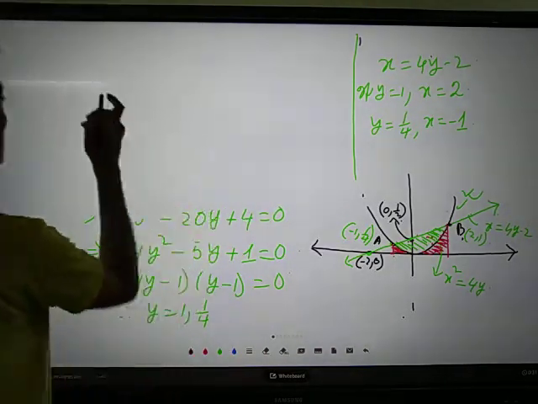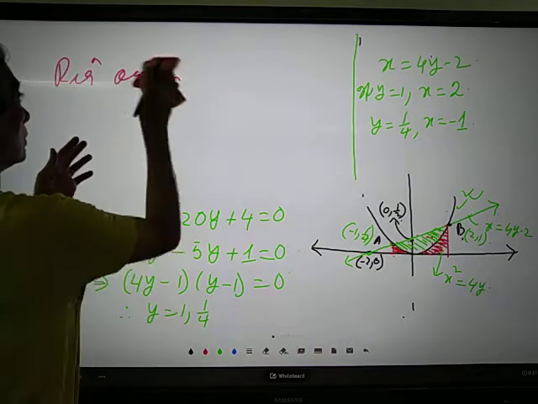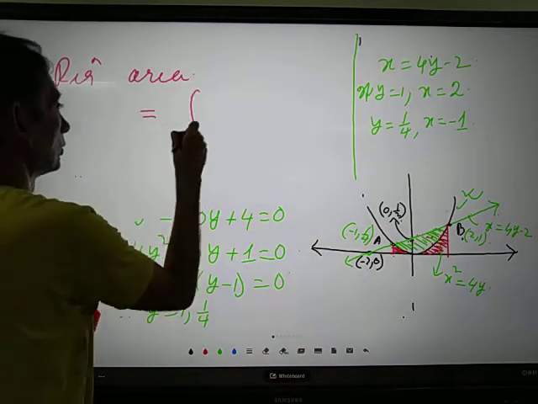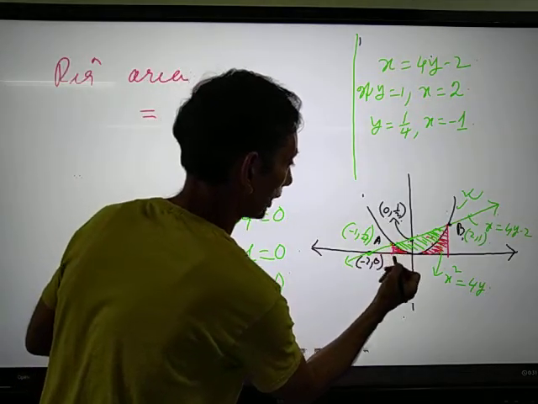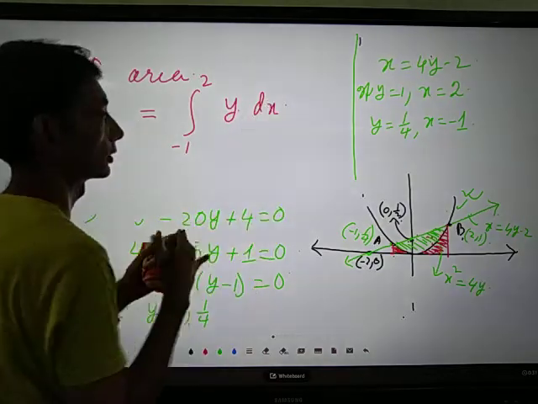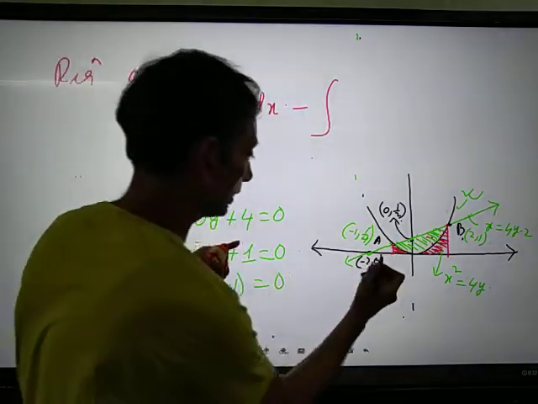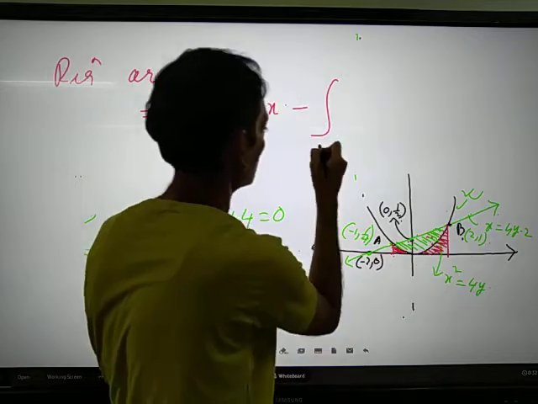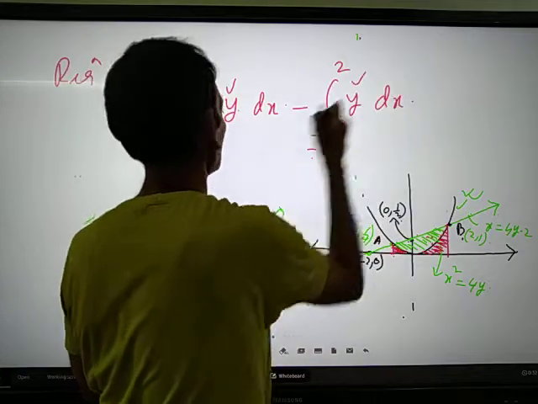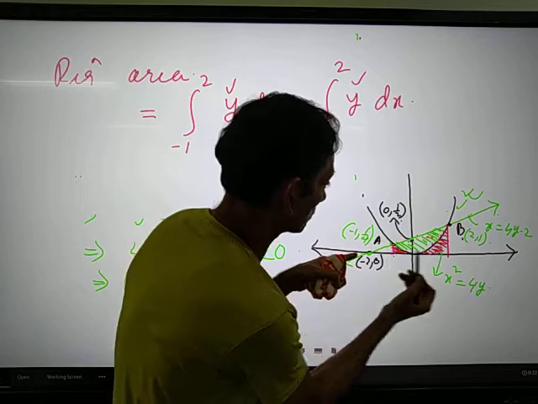We can write the required area as the integral from -1 to 2 of y dx, minus, you are going to subtract again, the integral from the same limits, -1 to 2, of y dx. Now the most important thing is this y. The first integral, from -1 to 2, is bounded by the line.